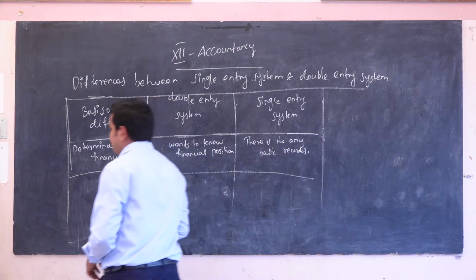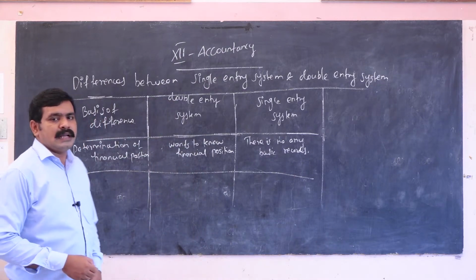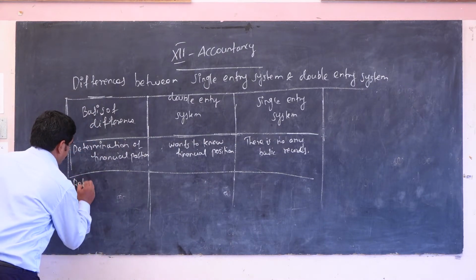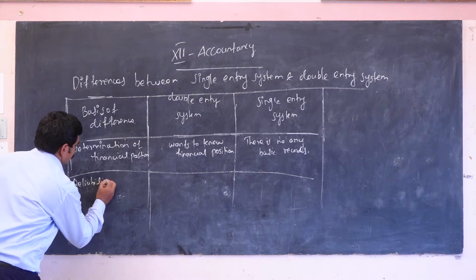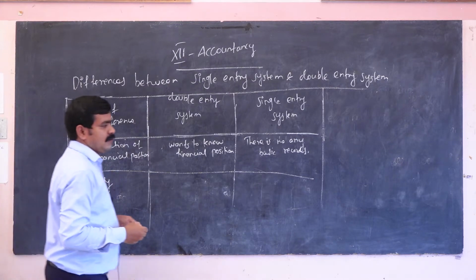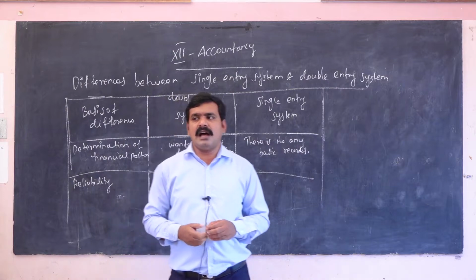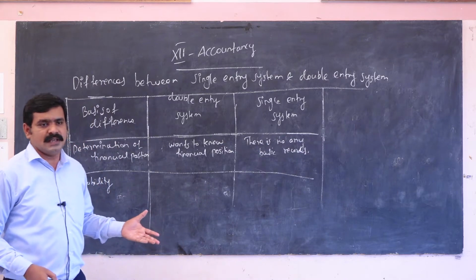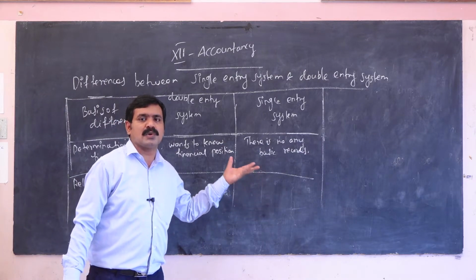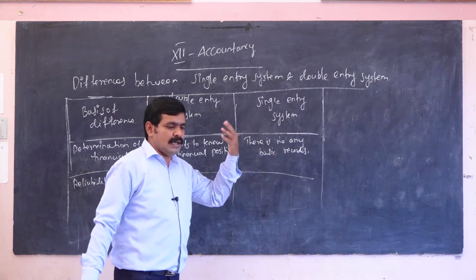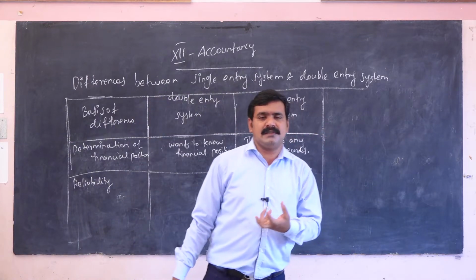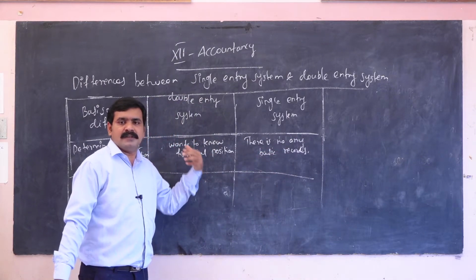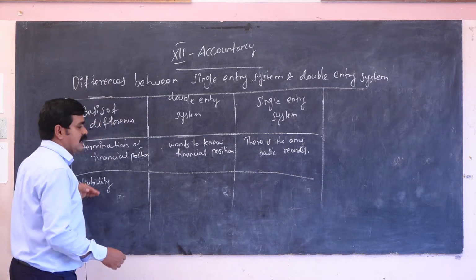Okay, next one, that is reliability. Next basis, reliability. What is the reliability? All the records are reliable. Reliable means true records. Here there is no basic record, so they are not true records. We can't use them in future. But here all the records we are using in future. That is the important thing, the reliability.